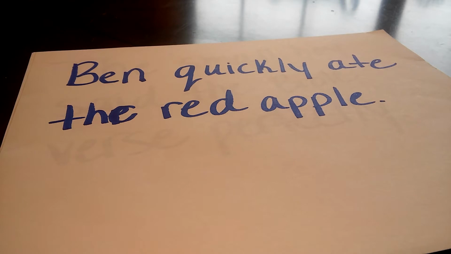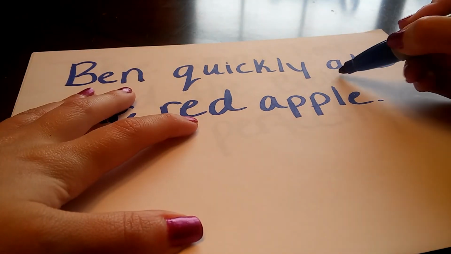On number 1, it says read the sentence, draw 2 lines under each verb. Okay, so our first sentence on the page is Ben quickly ate the red apple. We're going to find the verb. Remember, a verb is an action word. So it's something that you do. In this sentence, Ben is doing what? He's eating. So we're going to underline ate 2 times.